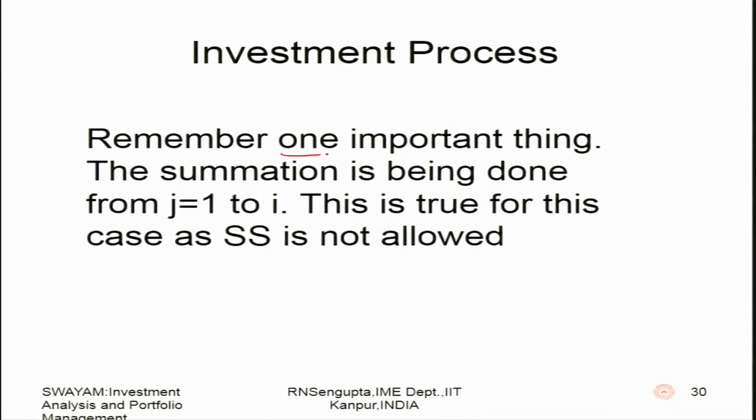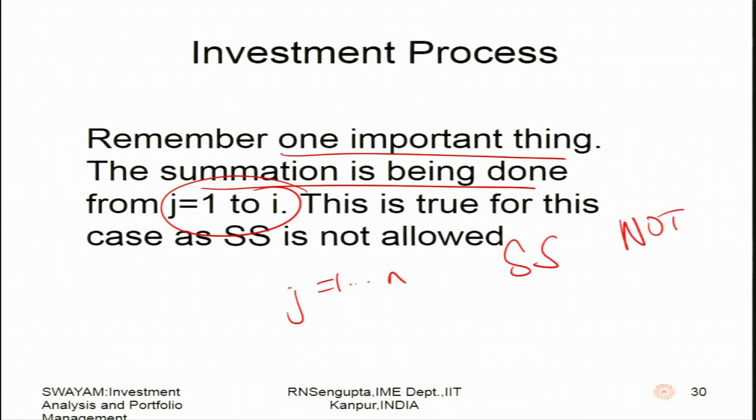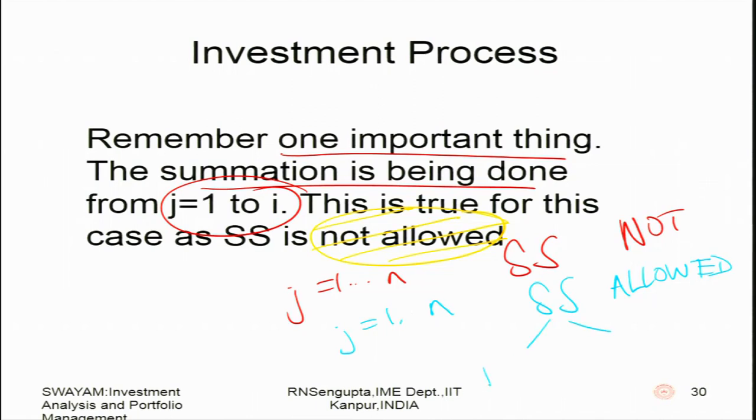So remember one thing, the summation is being done from j equal to 1 to i when short selling is not allowed. And you will consider later on, even though I will be repeating it time and again, j equal to 1 to n when short selling is allowed, and then you can have two different formulations of short selling, the normal definition and Lintner's definition. I will come back to that later on.